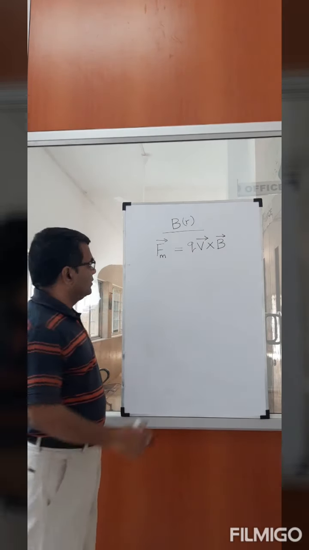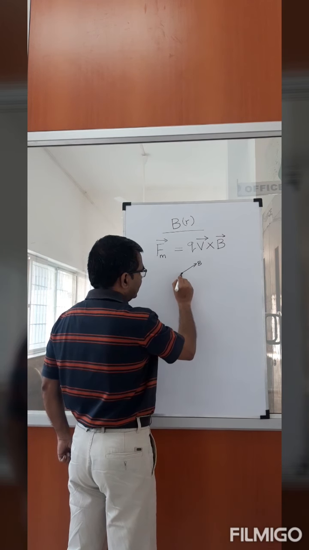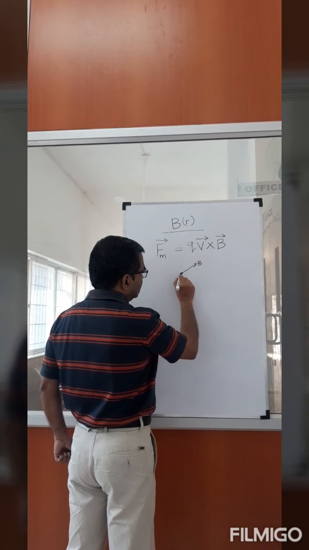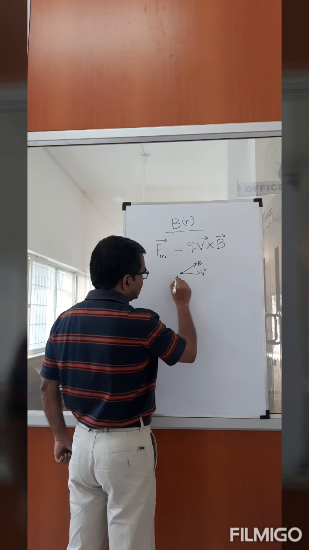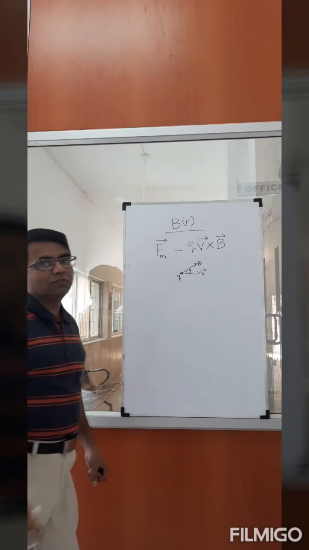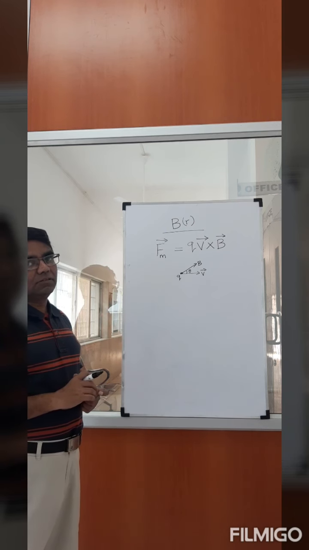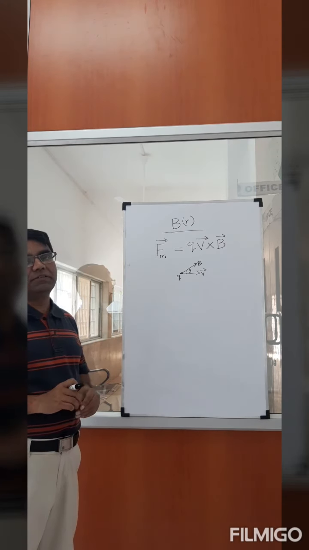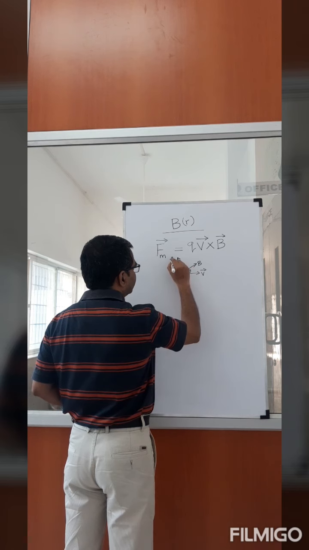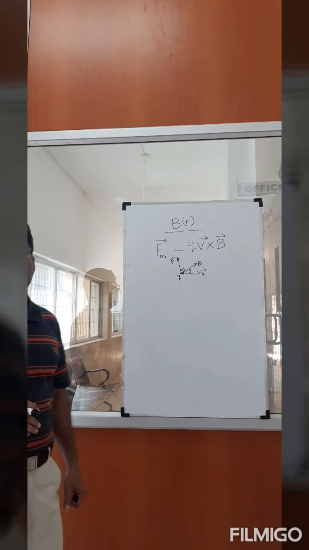So what it means is that if B is the direction at this point of the magnetic field, and let's say this is the velocity of the charge Q, and they are separated by an angle theta, these two vectors, then the force will be in the direction given by the cross product of V and B. So it's going to be V cross B. So this vector will be perpendicular to both V and B.